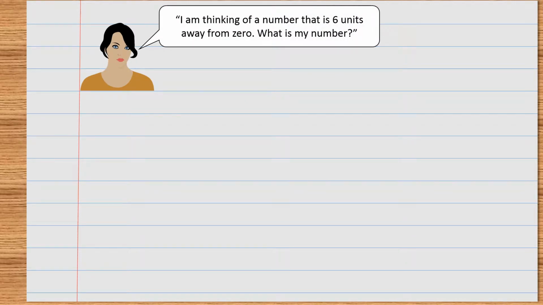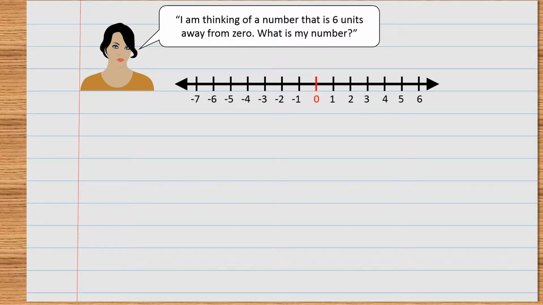So what if I'm thinking of a number that is 6 units away from 0? What is my number? Well, thinking of a number line, you can go 6 units away from 0. Most people think to travel to the right, and we end at number 6. But is that the only direction that person can go? Well, can't they also go 6 units backwards? And aren't both of those values 6 units away from 0?